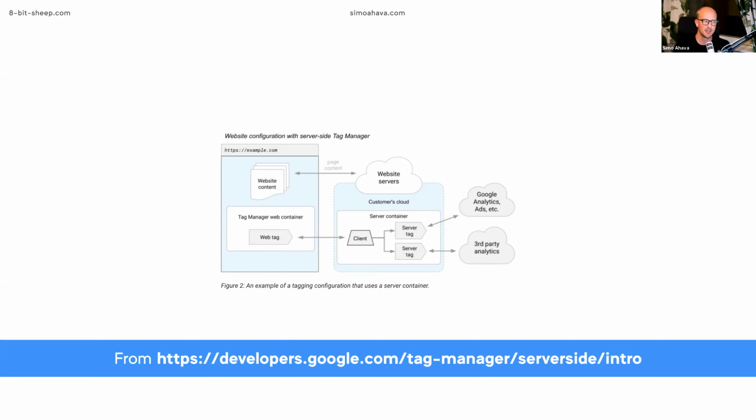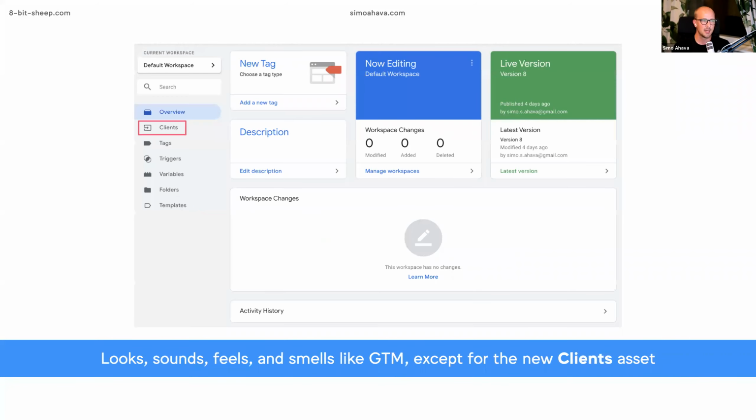I know that it might be very complicated to follow, but as soon as I'll be able to go to the walkthrough, it's gonna elucidate a lot of this. Server-side tagging looks, sounds, feels, and smells exactly like GTM that you know. The only difference in the overview screen is that new clients thing, and there's no zones if you're in 360.